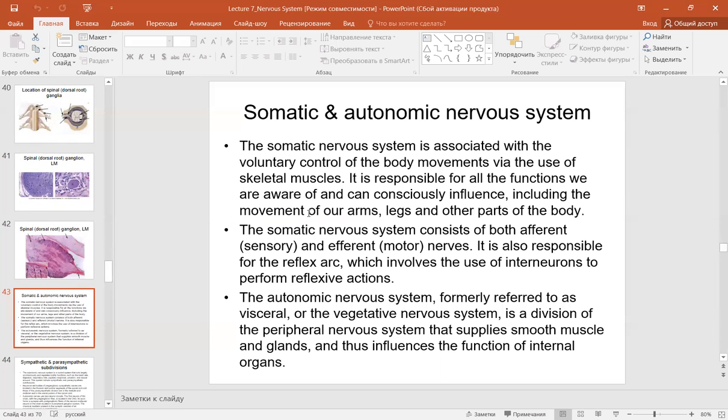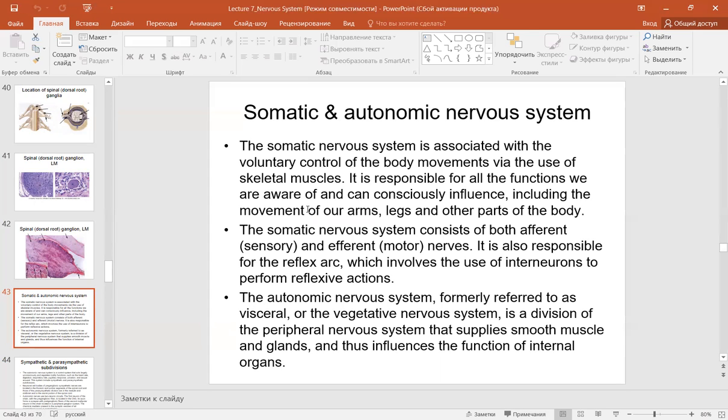The somatic and autonomic nervous system definition. The somatic nervous system is associated with the voluntary control of the body movements via the use of skeletal muscles. It is responsible for the functions we are aware and can consciously influence, including the movements of our arms, legs, and other parts of the body. The somatic nervous system consists of both afferent sensory and efferent motor nerves. It is also responsible for the reflex arc, which involves the use of interneurons to perform reflexive actions.